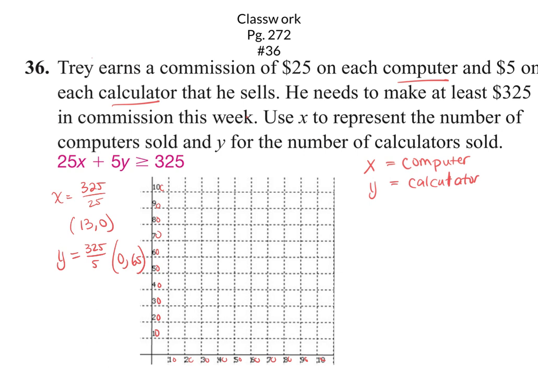Then you're going to graph it. 65 is my y, 13 is my x. I'm going to do a solid line there. And then I'm going to decide, is it above or below that line? Well, it's greater than or equal to. Do I have a positive in front of my y? Yes. So it's going to stay greater than or equal to. So I'm going to shade everything up here. As long as he's on the line or above it, he will make his $325 or more for the week.